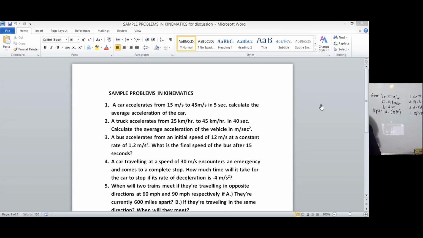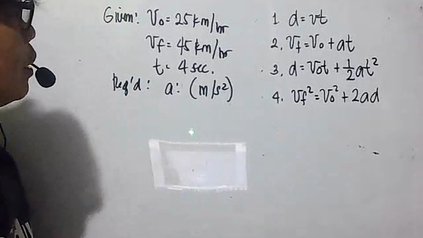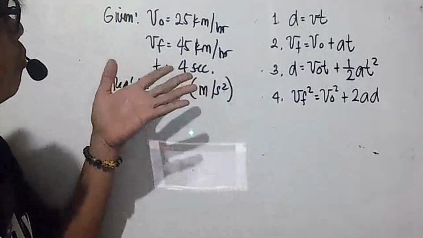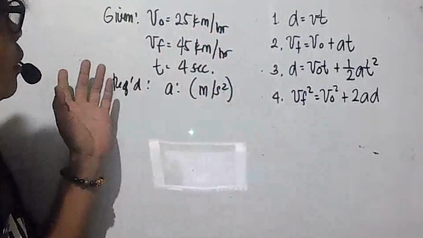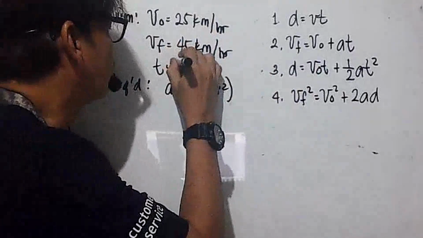We remove the share tray. So ito yung given sa problem, no? The initial velocity of the truck is 25 kilometer per hour, and then it accelerates. Okay, after, sorry, this is supposed to be 40.